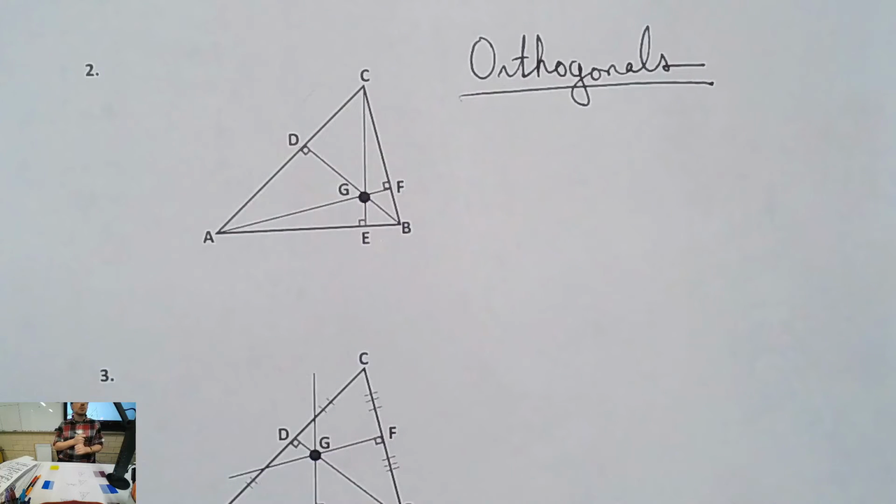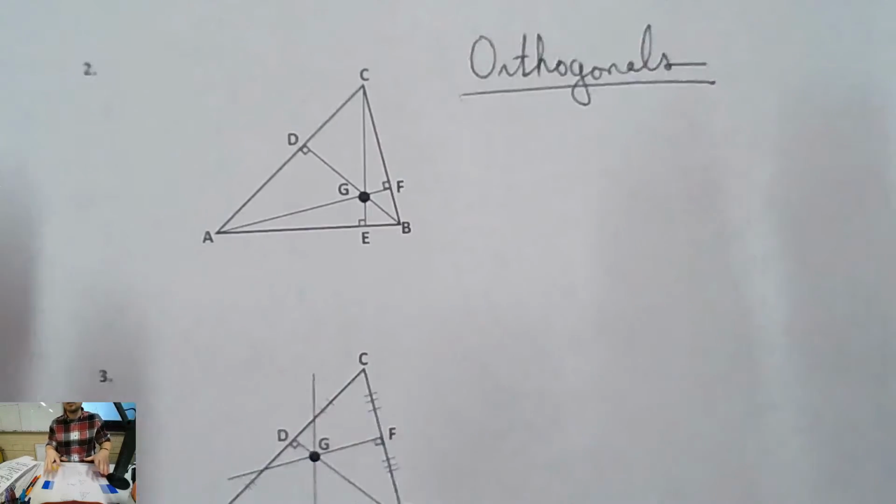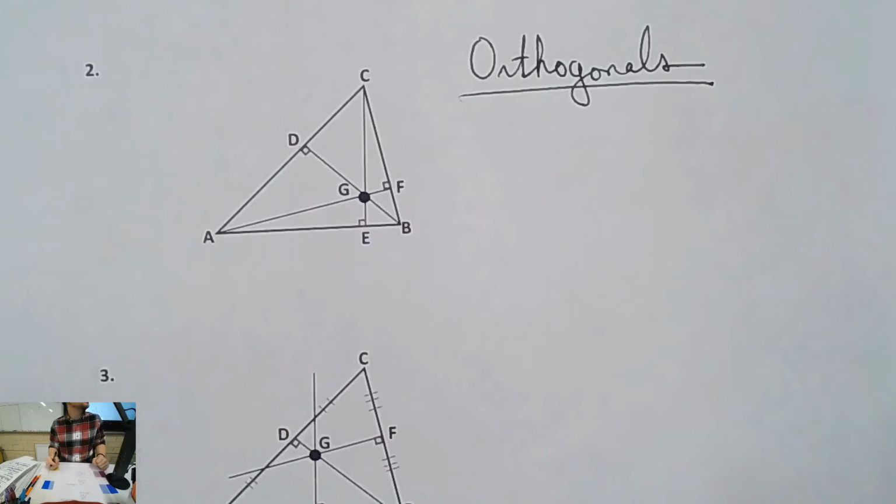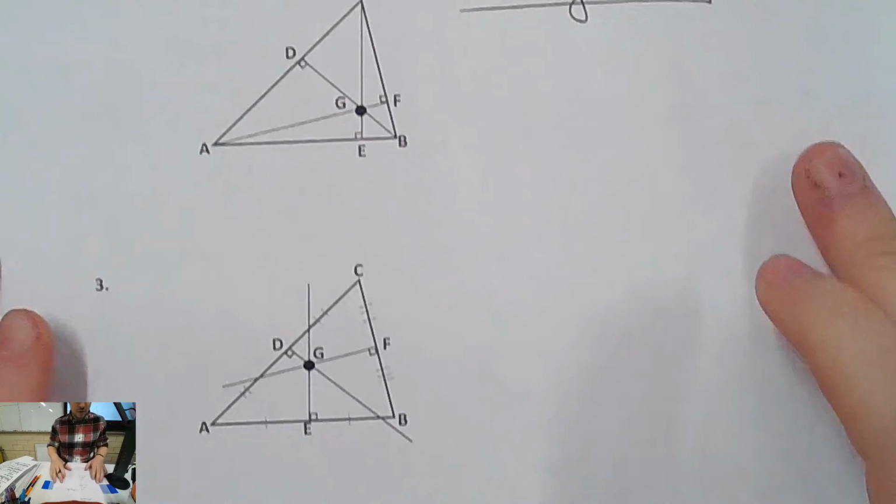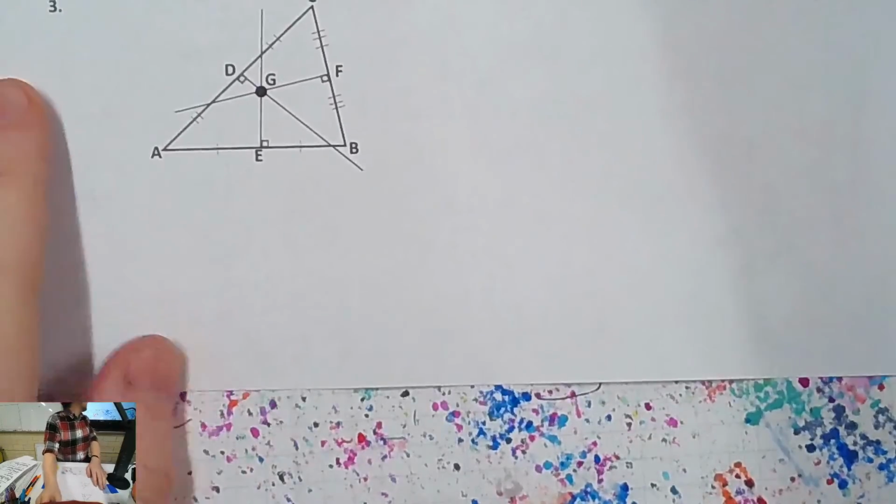But we need to establish some ground rules before we move on, okay? So this is just the intro. In regular geometry class, this would be like the entire meal, which I think is a poor meal. All right, so those are orthogonals. Number 3, what do you see? What kind of segments are those?